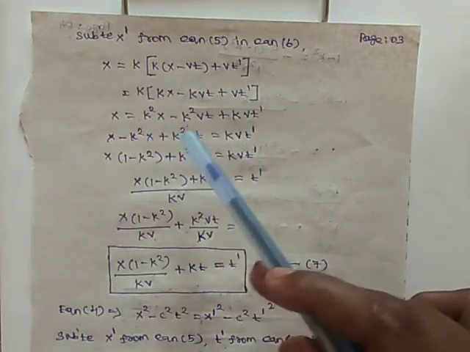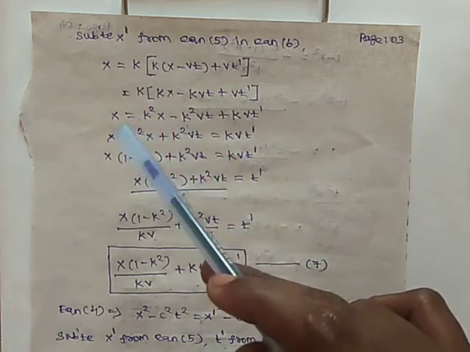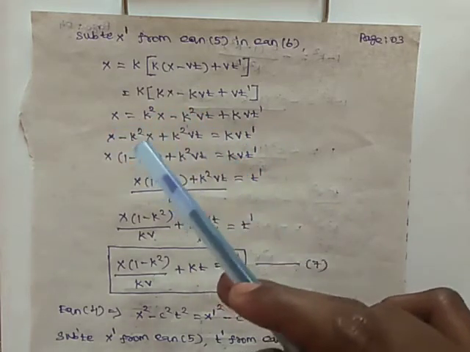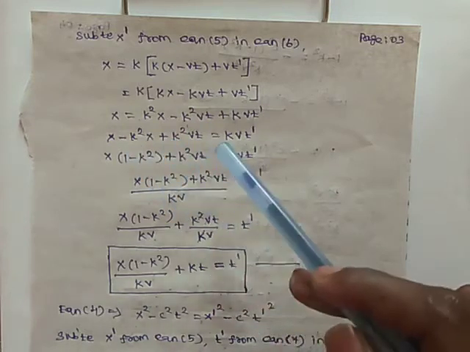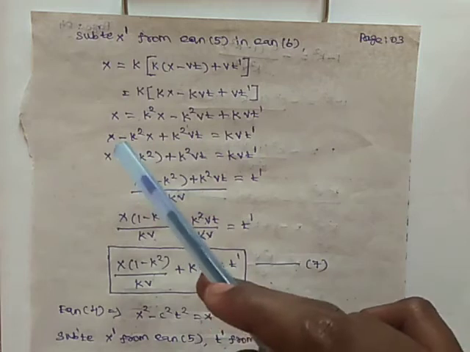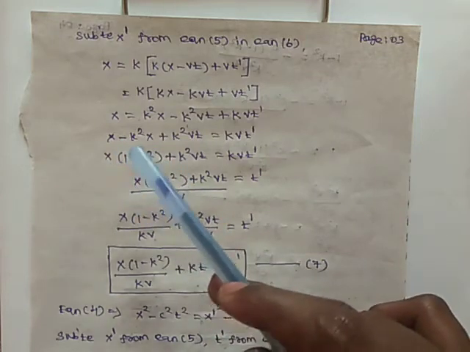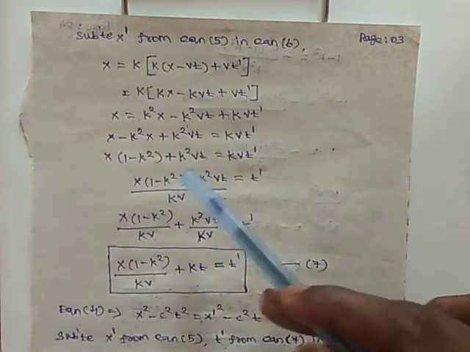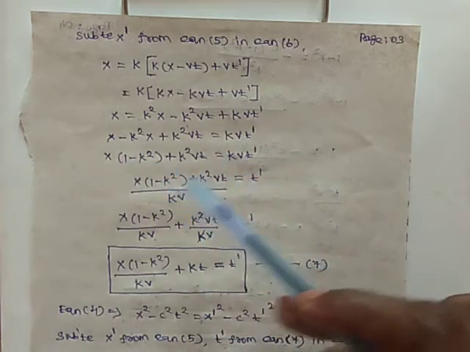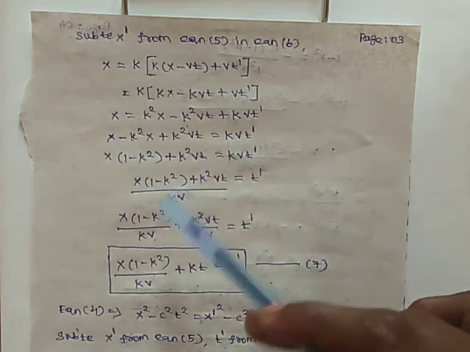So k square x minus k square vt plus kvt prime. Bring this k square x to the left hand side and k square vt to the left hand side. So minus here, plus, and kvt prime remains here. So take x common: x into 1 minus k square plus k square vt is equal to kvt prime, and bring this kv to the denominator. So kv here.